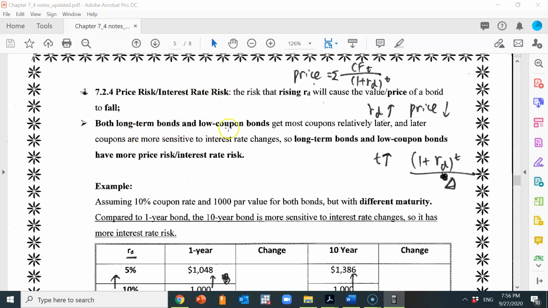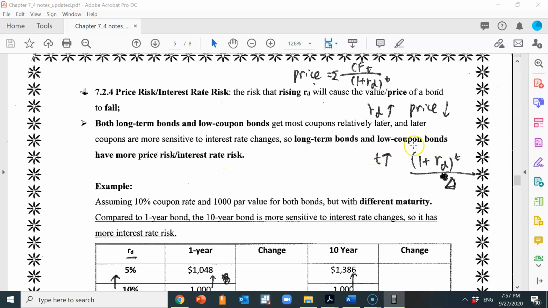Both long-term bonds and low coupon bonds get most coupons relatively later, and later coupons are more sensitive to interest rate changes. So long-term bonds and low coupon bonds have more price risk or interest rate risk. Okay, so for long-term bonds, because there is T in the discount rates, T is larger. So whenever RD changes, (1 + RD)^T changes more. Price changes more.